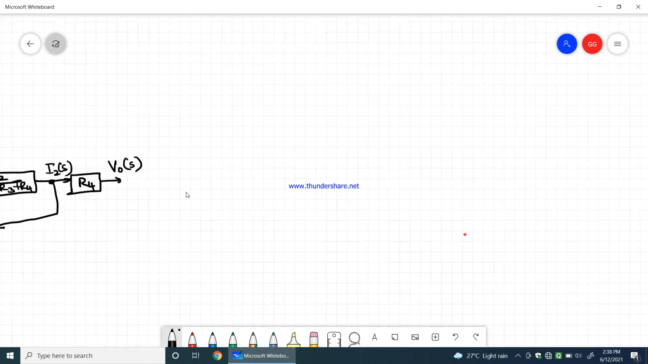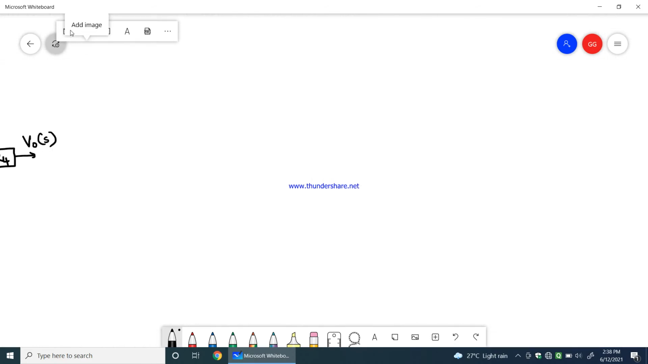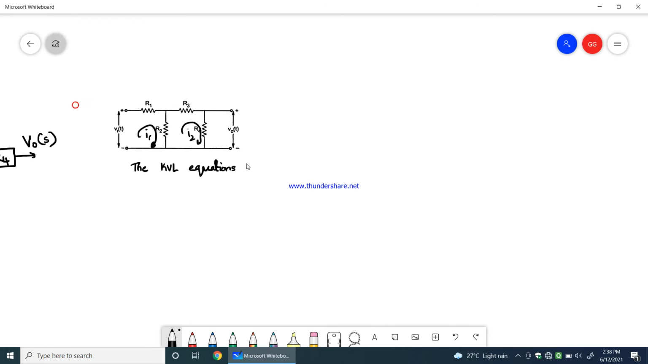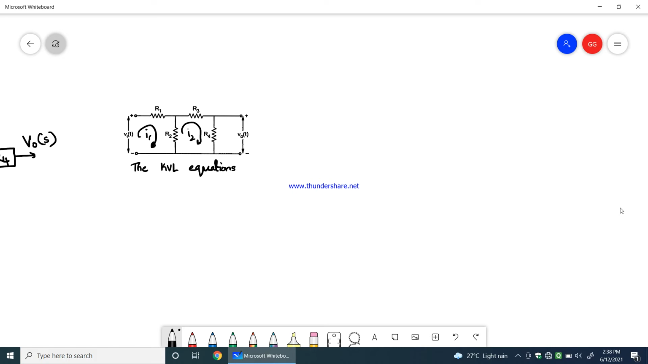Just paste it somewhere else so that we can use it. Okay, I'll just take the same currents I1 and I2. So I'll just erase this. I don't need this. We'll write the KVL equation later. Now again we'll take the same network. So this is V1 of s, this is I1 of s, I2 of s, Vout of s, and here we have Vx, the voltage.